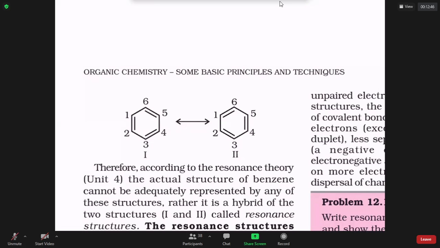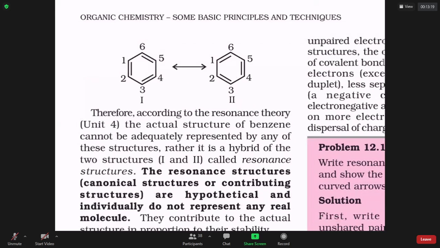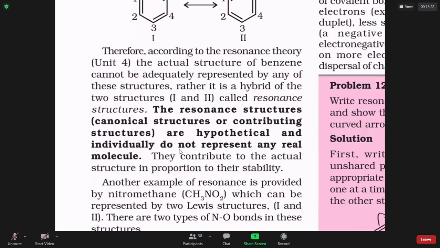To have delocalization or movement, the system should be conjugated. Conjugated means double bond, single bond, double bond, single bond, like that. Conjugation also means positive charge, single bond, double bond, single bond, double bond, or negative charge, single bond, double bond, single bond, double bond, like that. Whenever there is a conjugated system, there can be resonance, and resonance always increases the stability. It is called resonance stabilization. The resonance structures or canonical structures are hypothetical. Individually, they do not represent anything, but the real structure is a hybrid of all these.